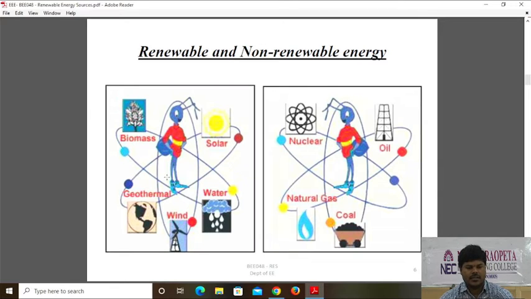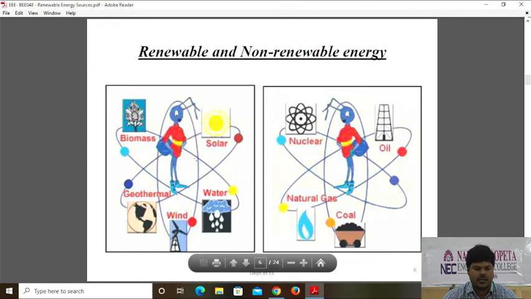See this one, renewable and non-renewable energy sources. First one we will see the non-renewable energy sources. From the non-renewable energy sources, we can use nuclear, we can use natural oil, natural gas, and coal. Coming to the renewable energy sources, we can take biomass, we can generate power from solar, we can generate from water, we can generate power from wind, and we can generate power from geothermal.